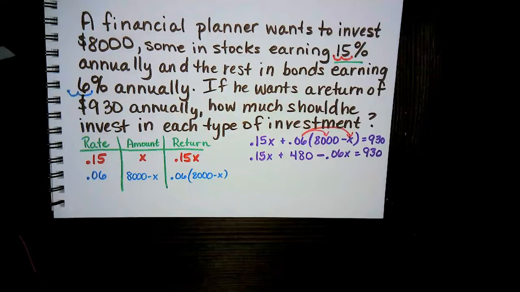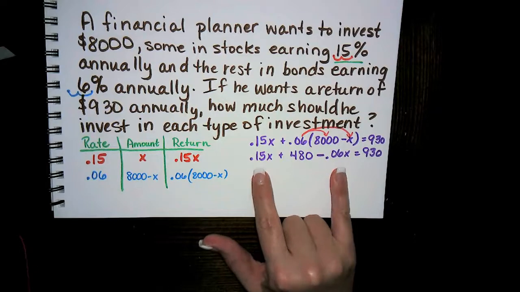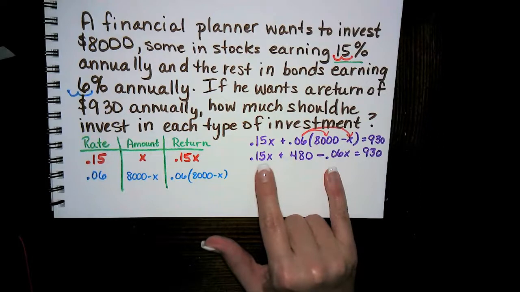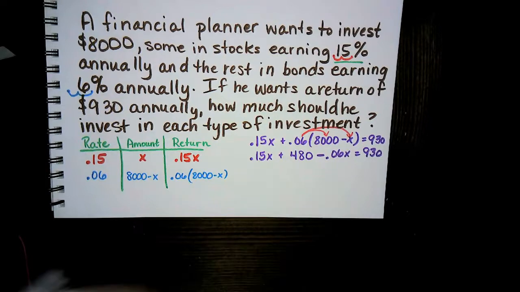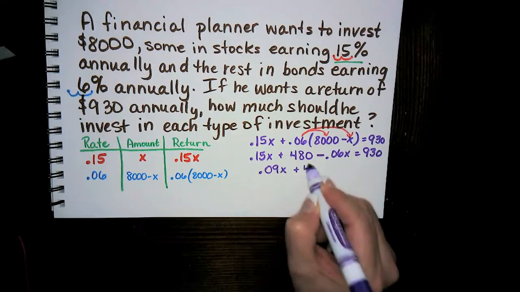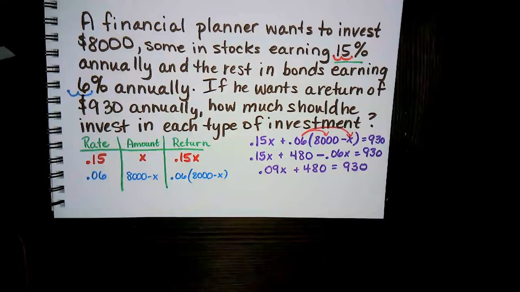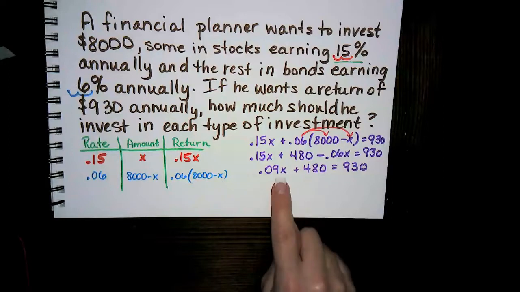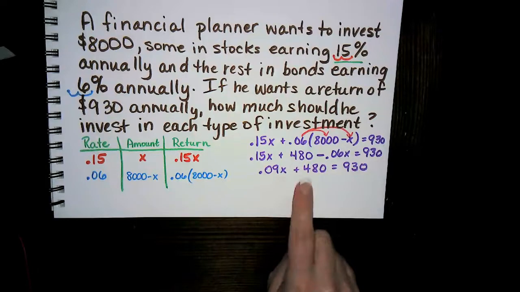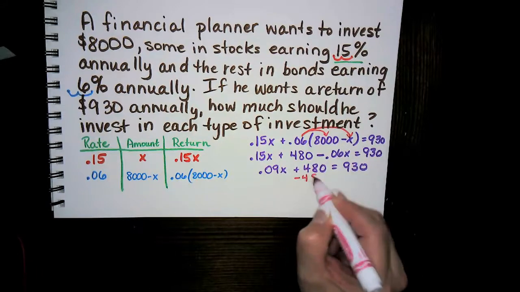Now we can take these two that have x's with them and subtract. Again, if you want to use your calculator to check your decimals, please do that. 0.15x minus 0.06x: you do 0.15 minus 0.06 and you get 0.09x plus the 480 equals 930. Now we have an equation that we can solve, because we want to get the x by itself. We're going to do the opposite of adding 480, which is to subtract 480.